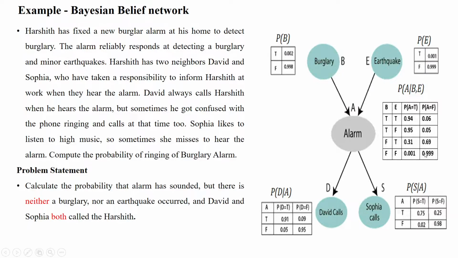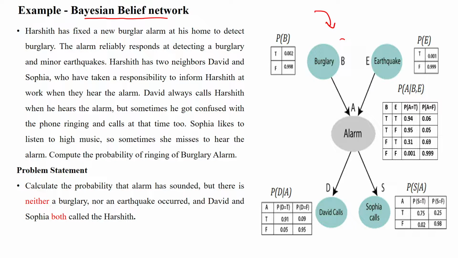Hi, in this video, we will see a Bayesian belief network example. The data is given here in the form of two components. As we have seen, the BBN has two components. One is the nodes, which describe the domain.